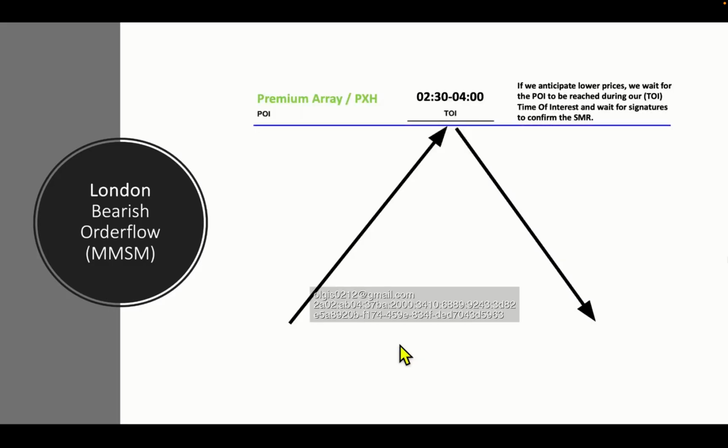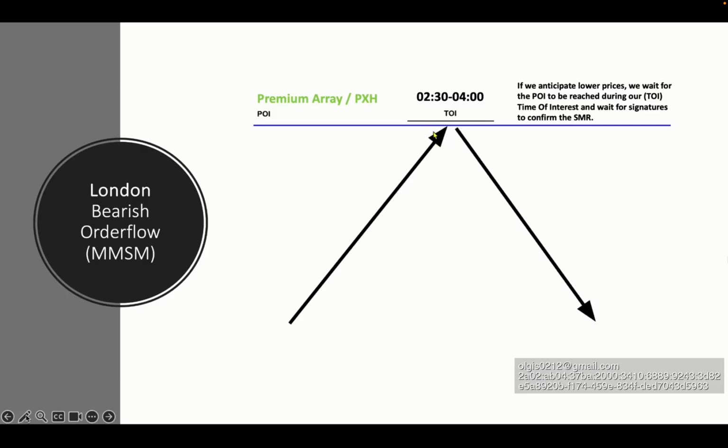When we take a look at the bearish example, we are looking at the following. We are looking for repricing higher into a point of interest, into a premium array and PXH during 2:30 to 4 a.m. Again, this occurs when the higher time frame order flow is bearish, and we want to see a smart money reversal occur within that point of interest during the right time, and then we want to see sell side delivery occur next.